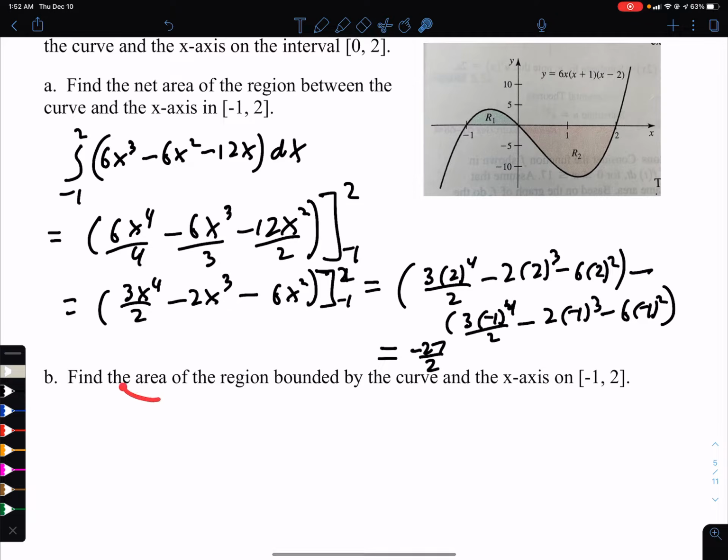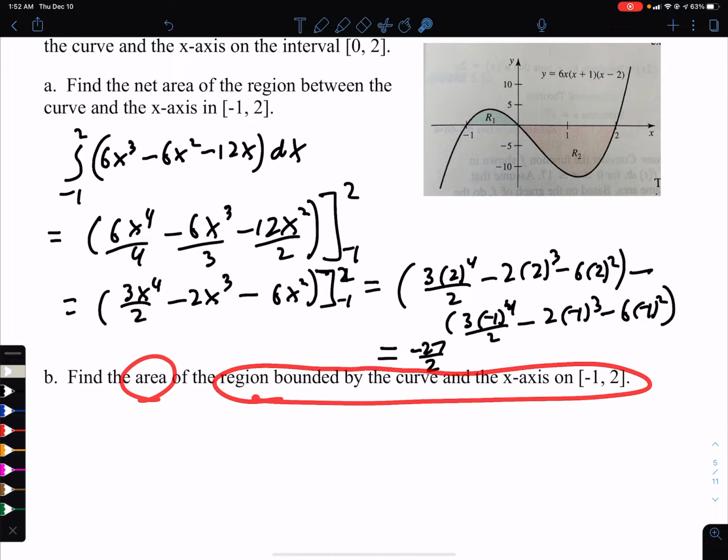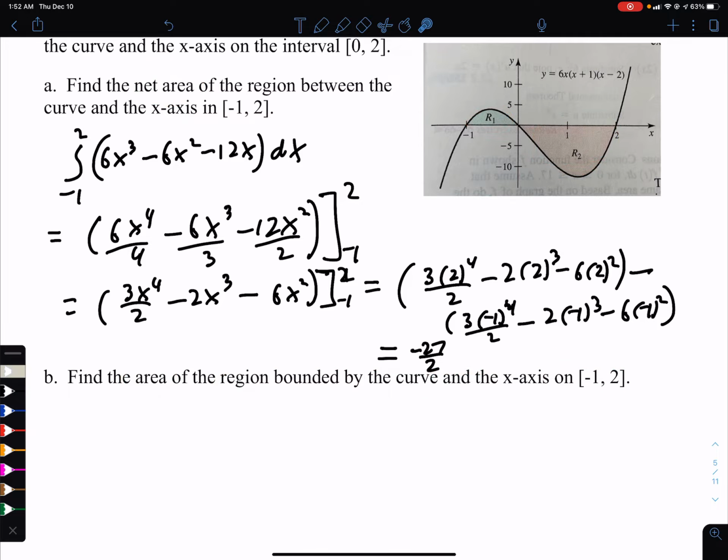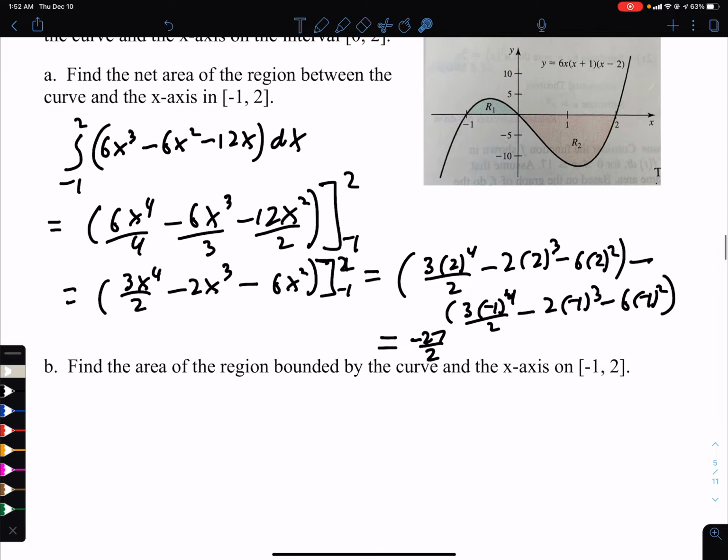Now, let's read this question. Find the area of the region bounded by the curve and the x-axis from negative 1 to 2. What's the difference? This is net area. Net area means the area of that minus the area below. But if you want the area, not net, you have to take that and you have to add that. You have to combine those because areas are not negative. So if they want the area of the green and the area of the pink, you got to find that value and make them positive and add them up.